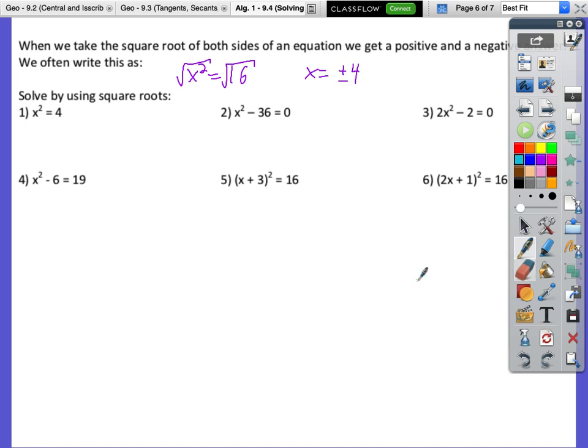Alright. So on number 1, we're going to start walking through these. Our first step is to isolate the squared term, get it by itself. Is that done for us? Yes. Nice. Okay. So we're done with step 1. What would step 2 say? Eric, can you go ahead and read step 2 for me?